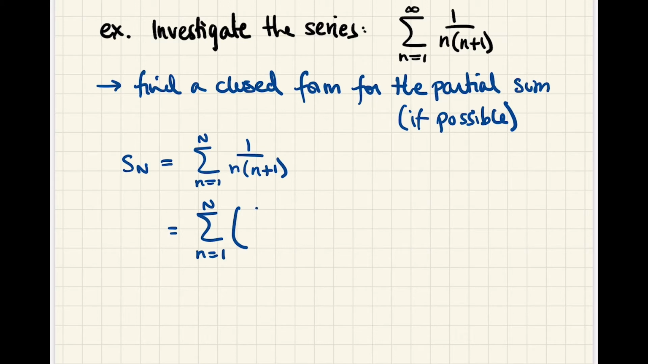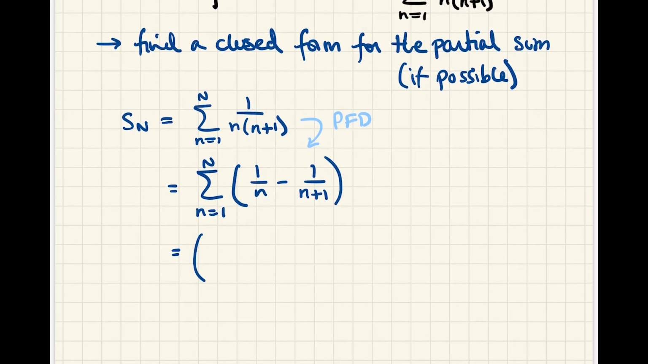So using partial fraction decomposition, we can write this one as 1 over n minus 1 over n plus 1. Now I'm not writing out the details of the partial fractions, but you would of course get a over n plus b over n plus 1, and you could work it out, and this is what you would get. The reason why we want to write it this way is because now we're going to write out the terms.